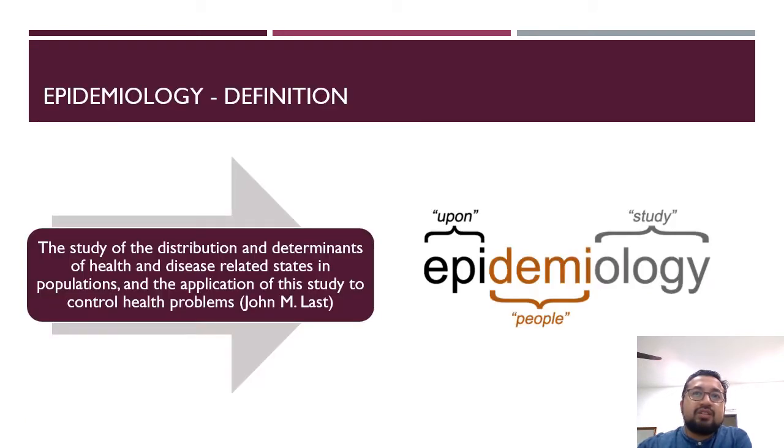Okay, so epidemiology ni basically is a combination of suffix and prefix words. It is the study of the distribution and determinants of health and disease, related states in population, and the application of the study to control health problem, based on John M. Last. So the epidemiology ni, it consists of three mini words, which are first epi means upon, demi which is people, and ology is study. So it is a study of people.